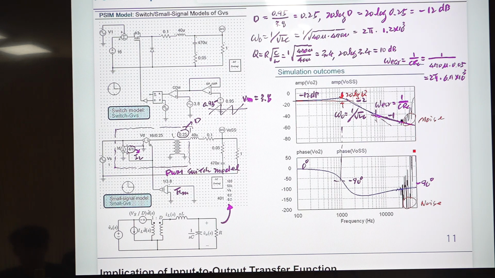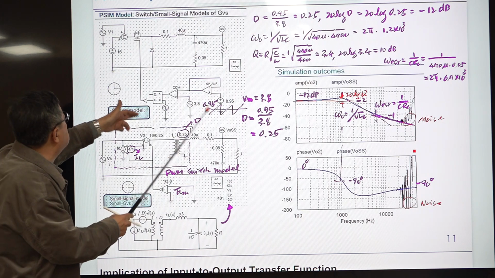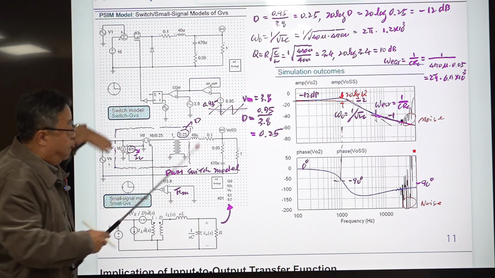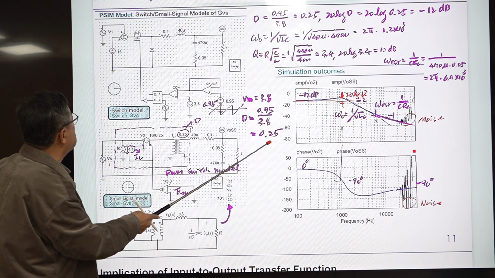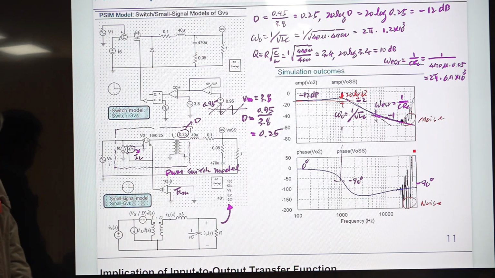0.95. Then the duty ratio is simply the ratio of 0.95 divided by 3.8, which is 1/4. So this is the steady state duty ratio. If you simulate this, you will see this output is just 4 volts, because the duty ratio is 1/4. So 1/4 times 16 is 4. Then you are just watching the steady state value of the output voltage.